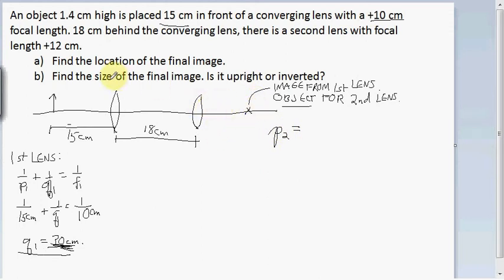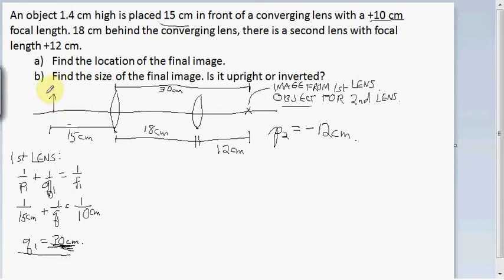Now, this we said is 30 centimeters. And so if this is 18 centimeters, that means that this distance here, from the object of the second lens to the second lens itself, has got to be 12 centimeters, because this and this have got to add up to that. Now, that means that P2 is actually going to be minus 12 centimeters. And the reason it's negative is because the object is on the opposite side of the lens from my original object.